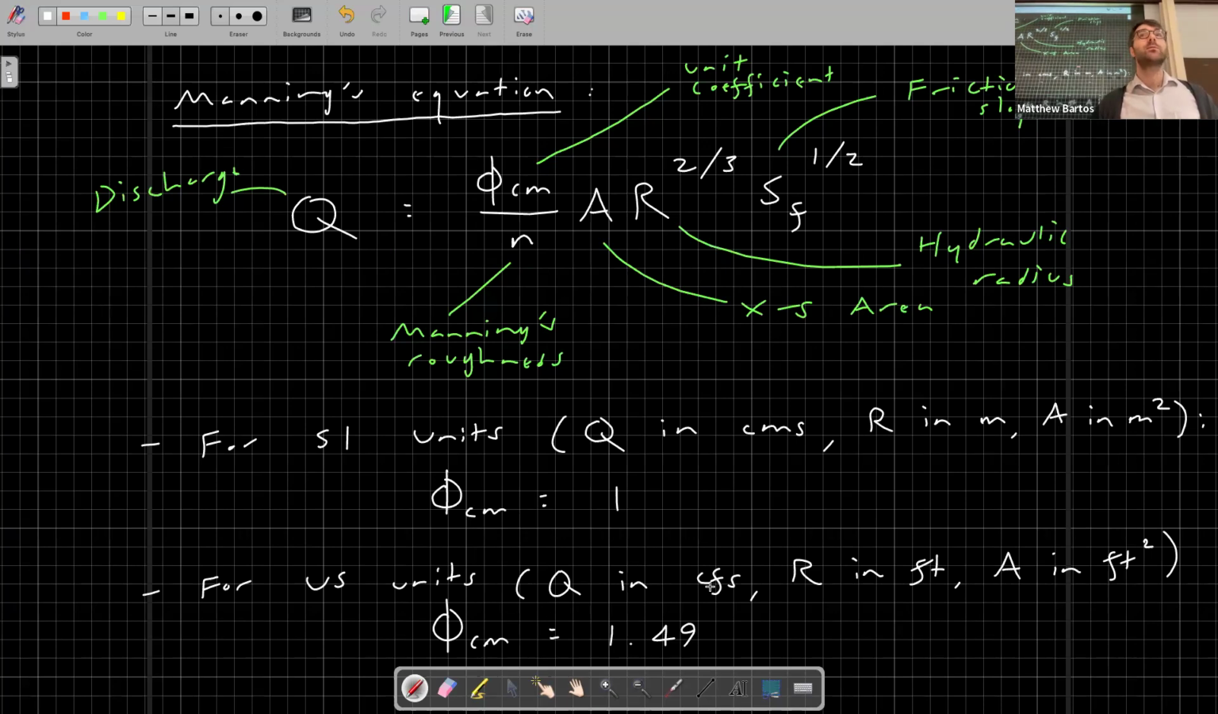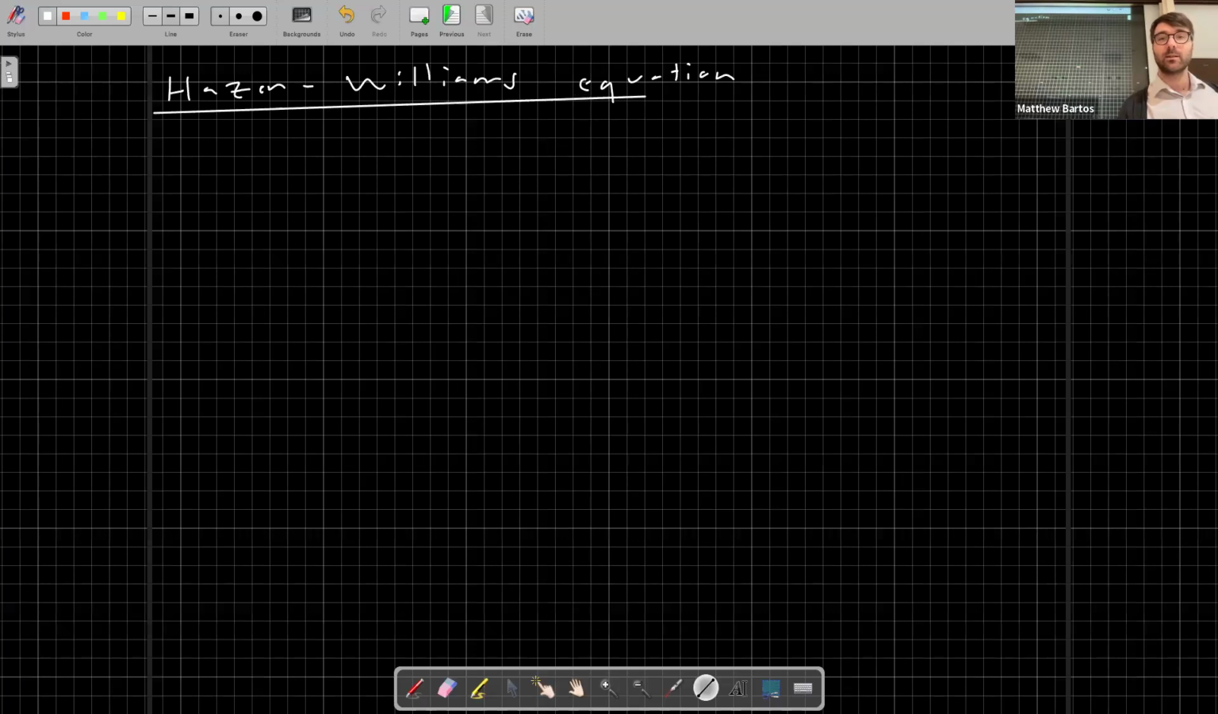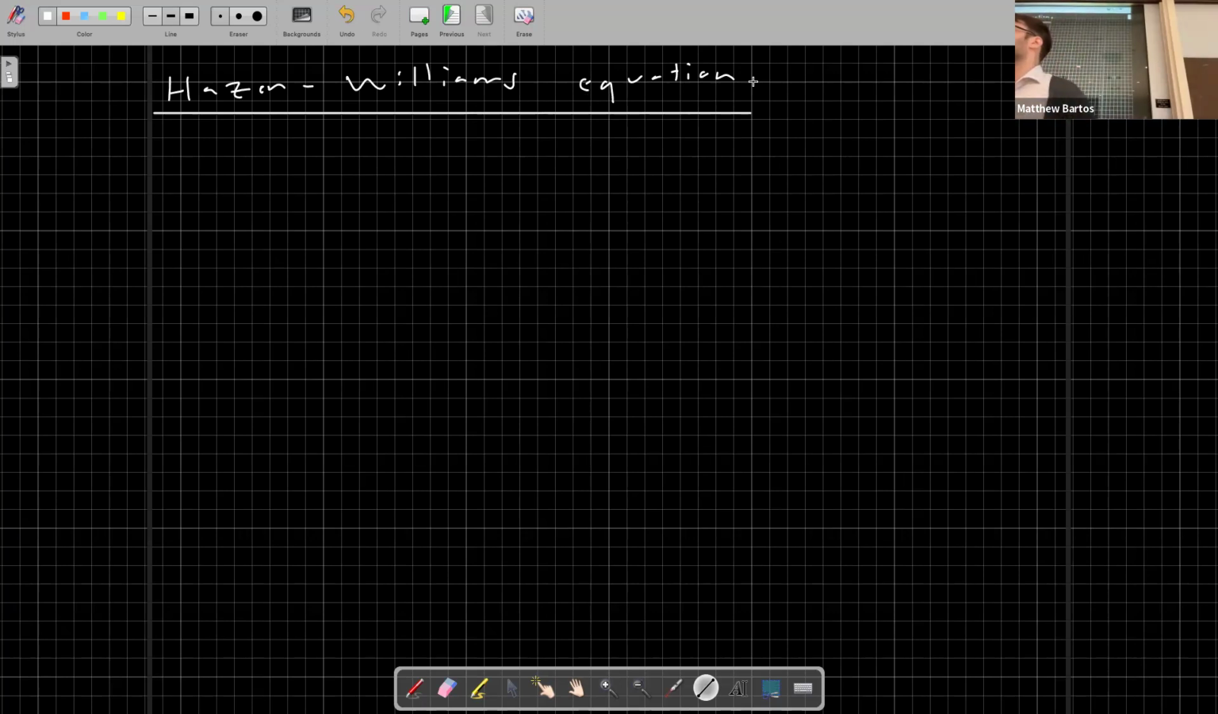Any questions about Manning's equation? All right, so the next empirical formulation I want to talk about is the Hazen-Williams equation. This is used pretty much exclusively for pressurized pipe flow, and it's used really only within the United States. It's not used much in other places, but it's widely used here, and it's something you will encounter.